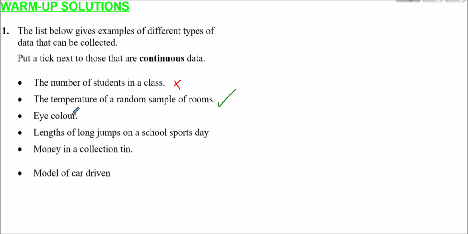Eye colour is a strange one. It's not, strictly speaking, discrete or continuous, it's qualitative. Eye colour is a quality. It's not quantitative, it's not numerical data, it's qualitative. Blue, brown, green and so on. So this is neither, but it's definitely not continuous. Next one, lengths. Lengths are continuous. Lengths, weights, temperatures are all continuous. As is time, by the way. So this one is continuous.